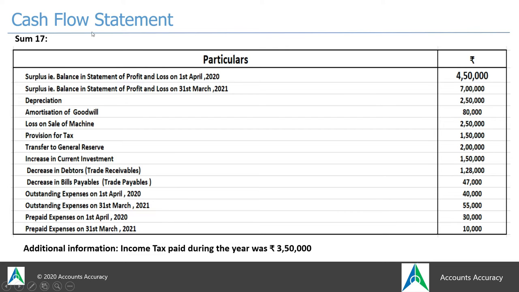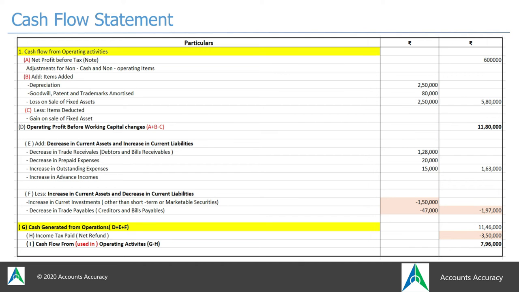Next to that, we have in the question depreciation, amortization of goodwill and loss on sale of machine. You can see these three items are non-cash items as well as non-operating items. Now, as per the second step, after calculating net profit in the working note, we will jot down the value of net profit before tax here. Then our second step will start, in which we will do the adjustments of non-cash items and non-operating items.